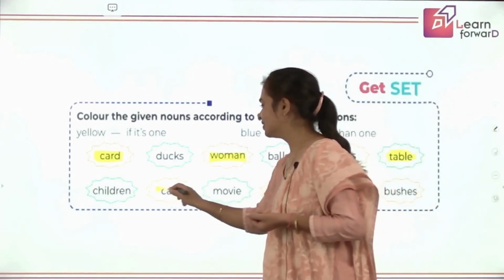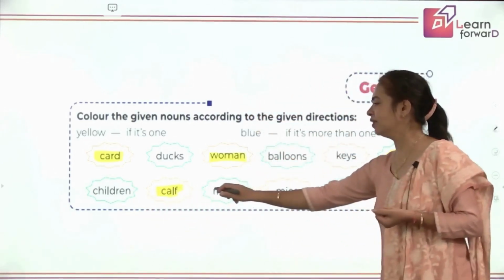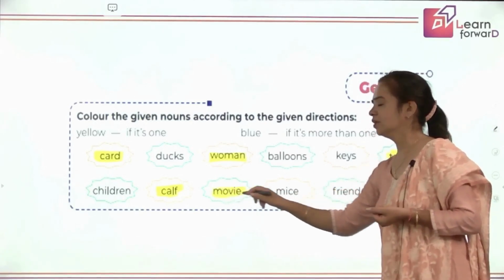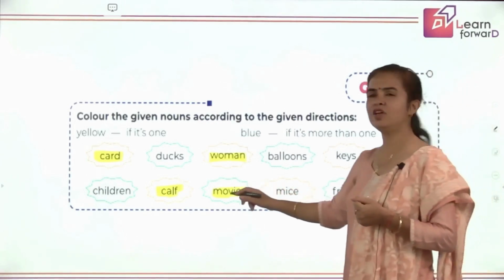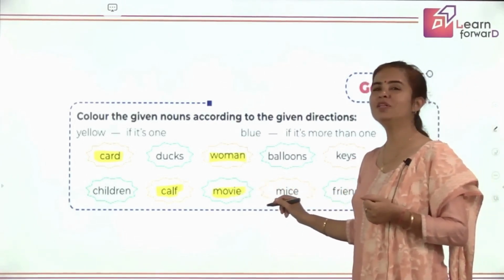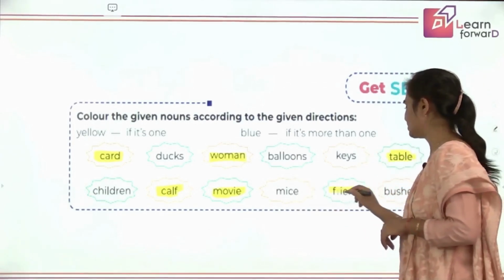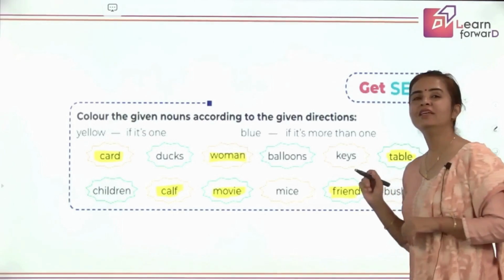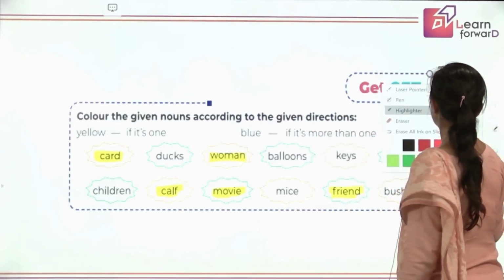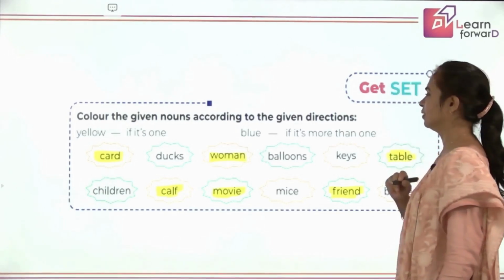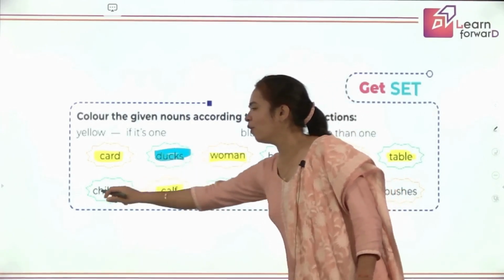Next is lovely, students. So you can identify singular and plural. Movie, good. Is mice also? Do you mean just like movie you have mice? No, that's the plural of mouse. Good. Yes, this is also singular. Now we'll be coloring more than one, that is plural, in blue color. Let's pick blue now. And the remaining ones are all plural.